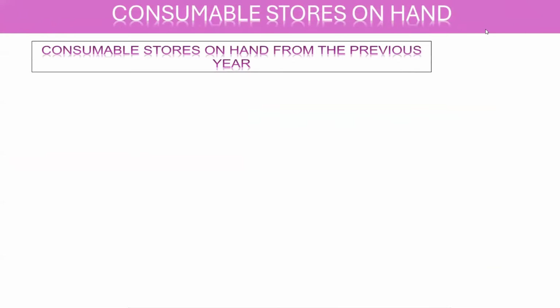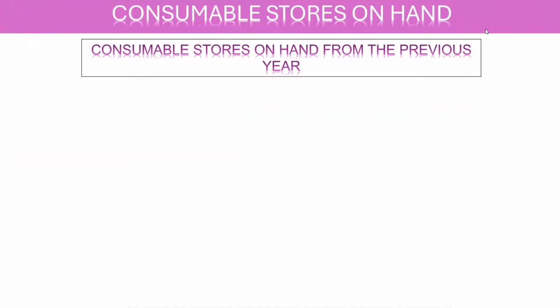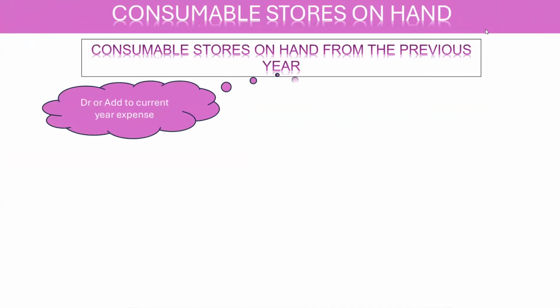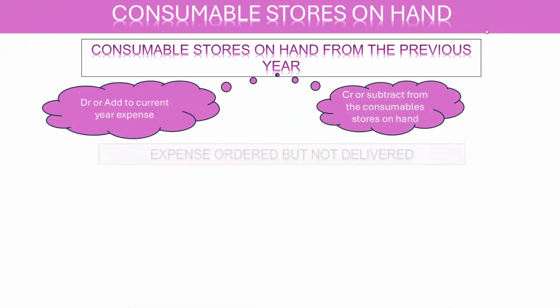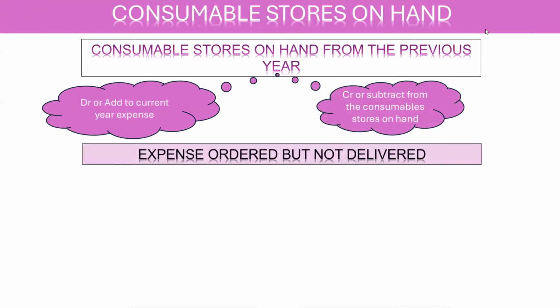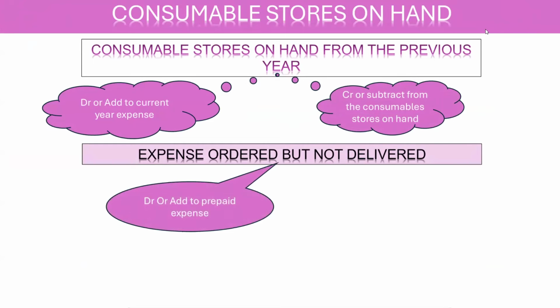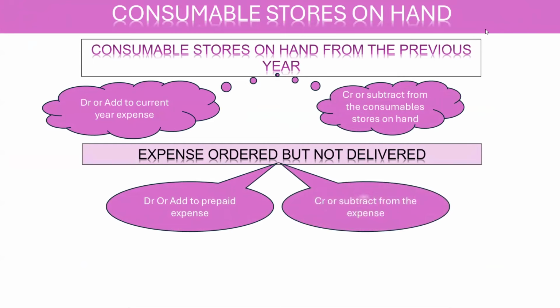So for consumable stores on hand from the previous year, you have to add them to the actual expense and minus them from consumable stores. And this is the part that I just used right now. Expenses ordered but not delivered. What do we do with those? You subtract it from the actual expense and then you add it to prepaid expense in trade and other.